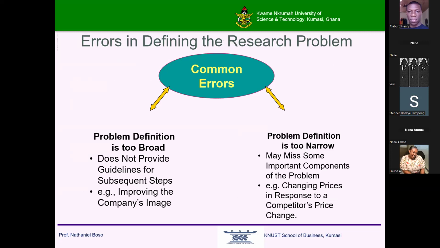Now, there are errors in defining problems. Okay, and the common errors are two extremes. Either the problem is too broad such that you don't know your boundaries, and it does not provide guidelines for subsequent steps. A typical example is saying, improving the company's image. How? In what sense are we improving the image? The image of the company can take so many faces.